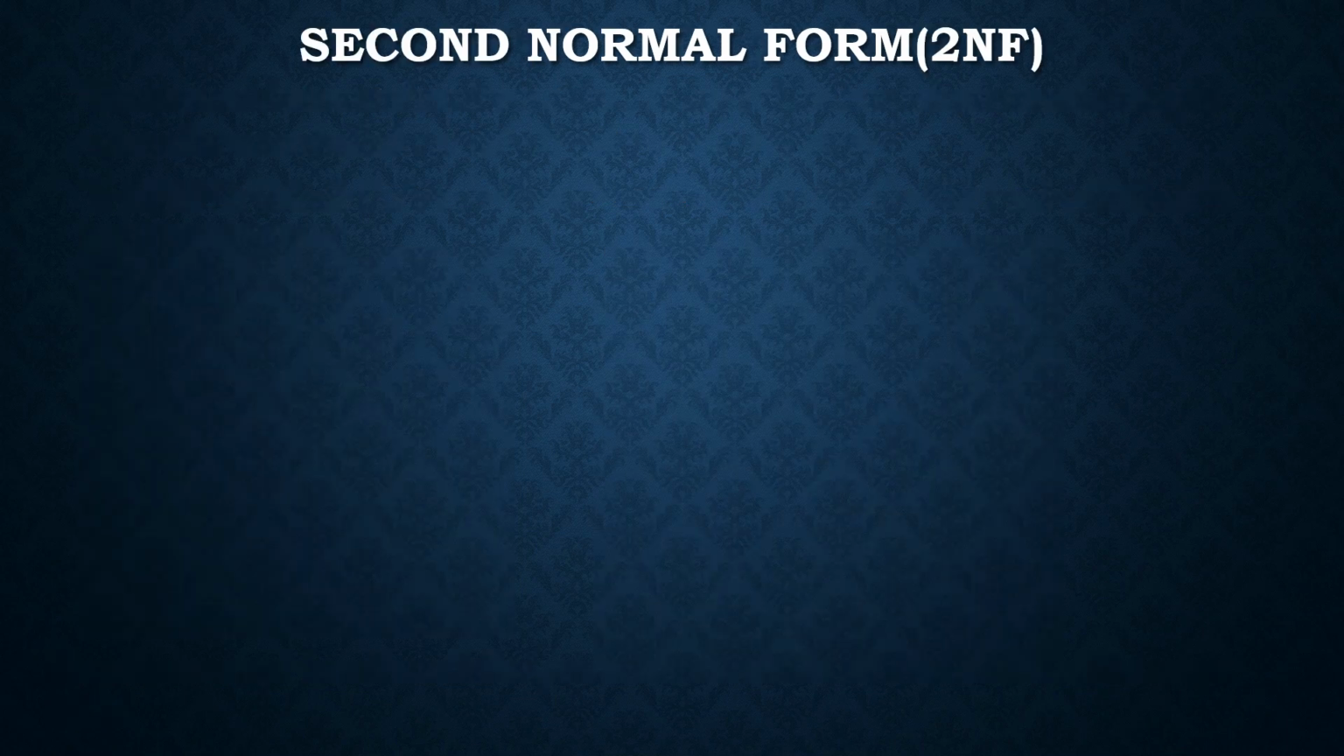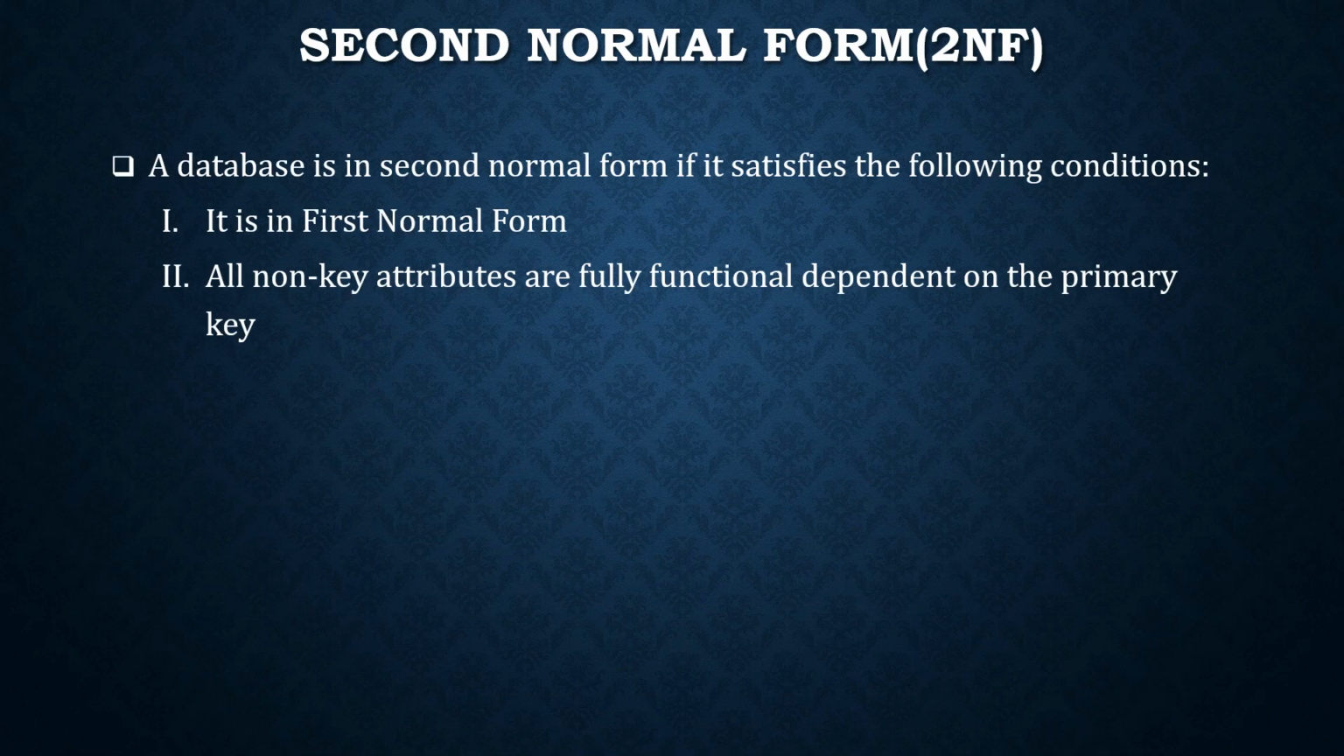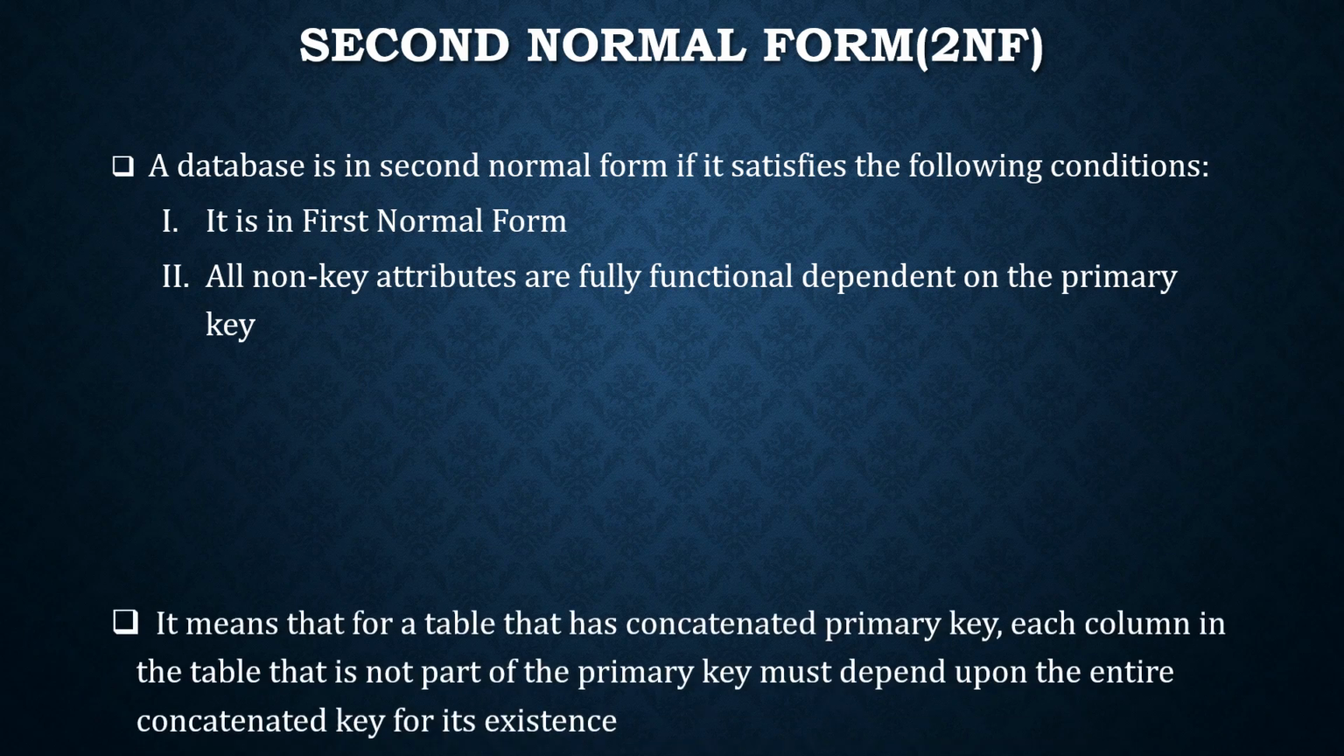Next, what do you mean by second normal form? A database is in second normal form if it satisfies the following conditions. First, it should be in the first normal form. In any database table, if it is in second normal form, it should be in the first normal form. So that is the first condition. And the second condition is that all non-key attributes are fully functionally dependent on the primary key.